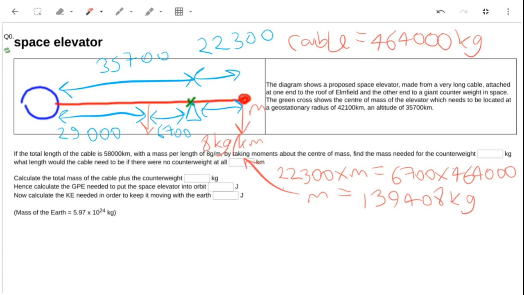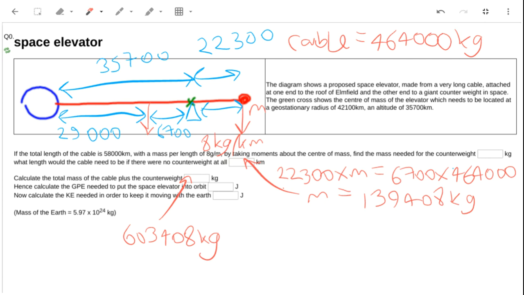Now add those two together and we'll get the total mass of the cable plus the counterweight, which is 603,408. And we know that the center of mass of those two objects must be located at the geostationary radius.